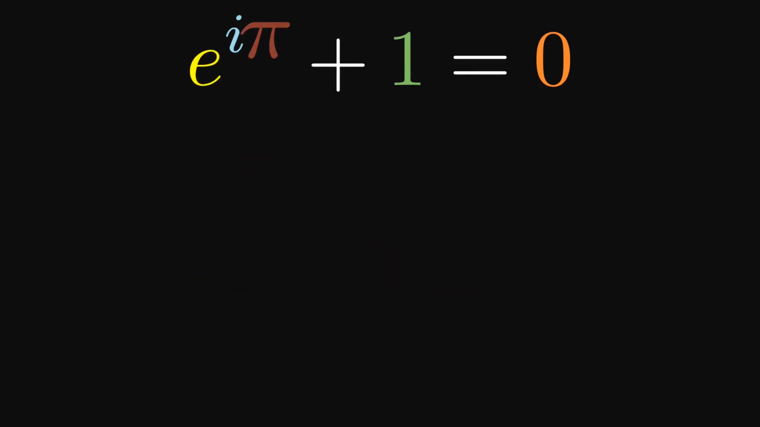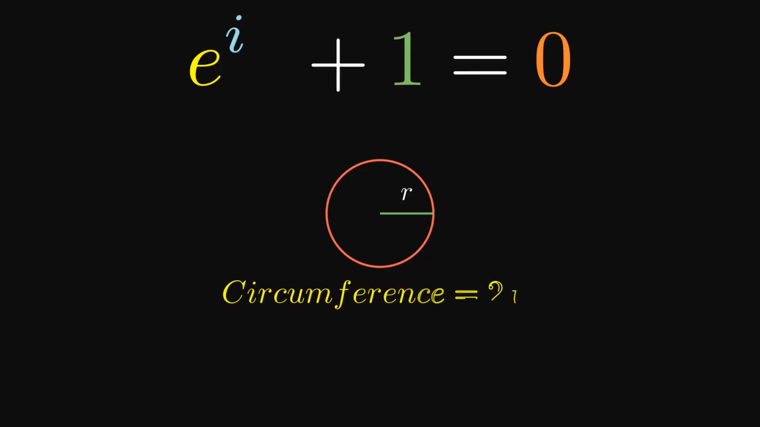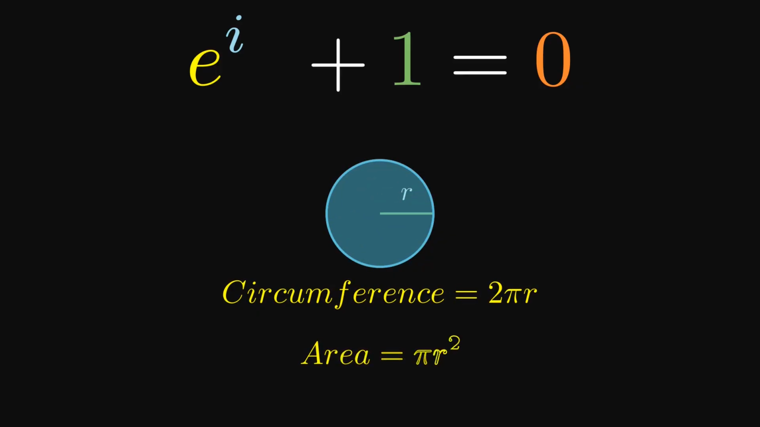Following that, we arrive at pi. Pi is an important constant related to circles. If we assume that our circle's radius to be r, then the circumference of our circle is equal to 2 pi r, and the area of the circle is equal to pi r squared.